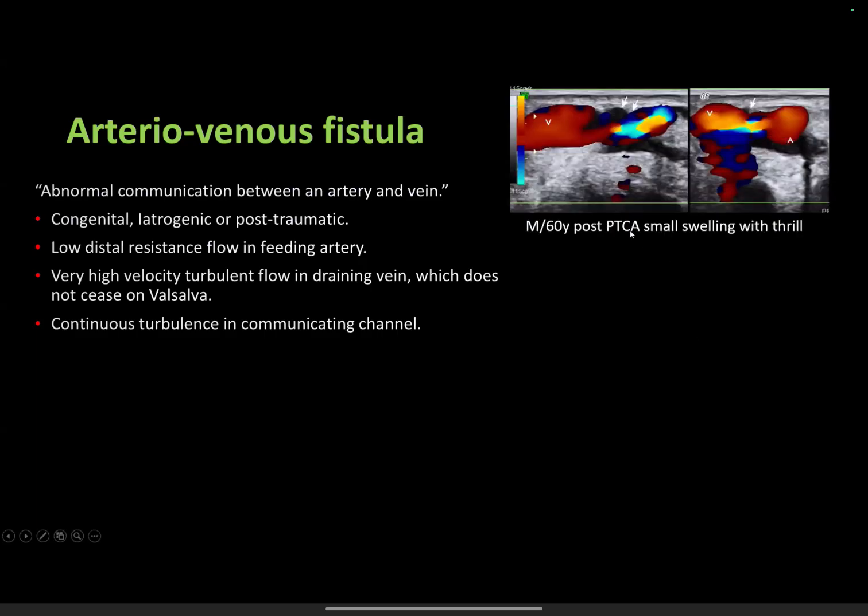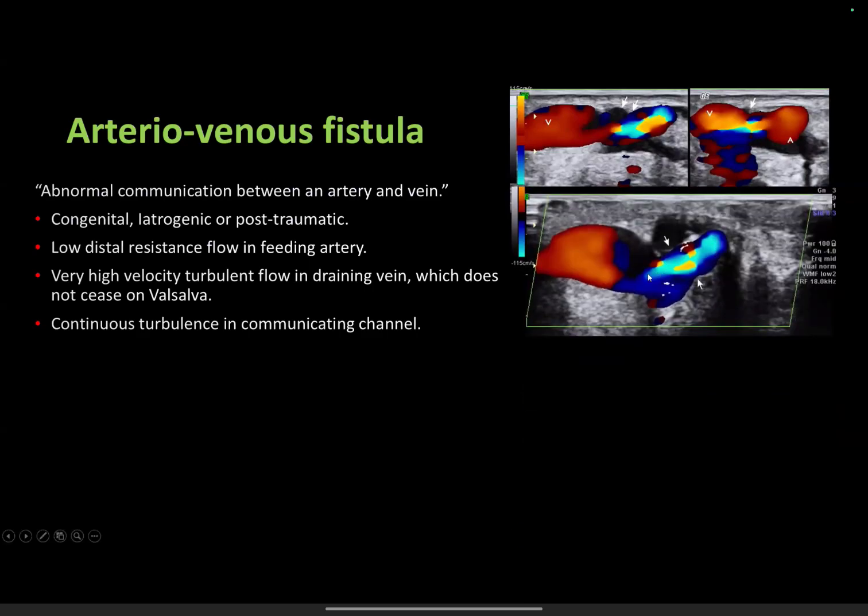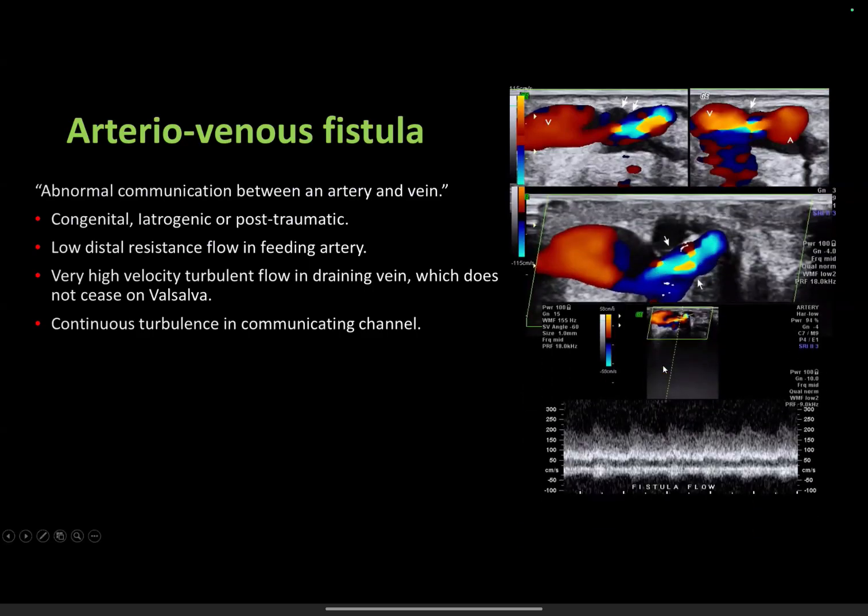Let us take an example. This is a male, 60-year, post-PTCA, small swelling with thrill at the wrist, ventral aspect of wrist. This is the radial artery. This is the accompanying vein. There is communication with aliasing and some clutter and noise adjacently. This is the communicating channel. At the communicating channel fistula, we can see high velocity, low resistance flow, with the peak systolic velocity achieving 250. There is continuous low resistance, high flow.